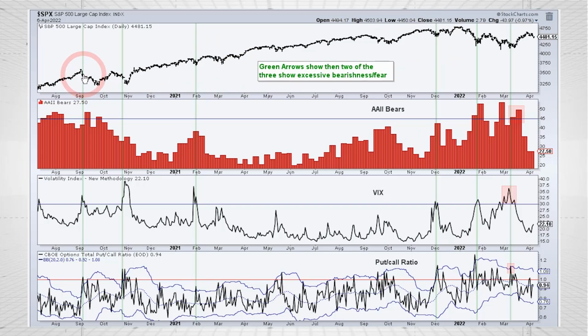And then you can see this signal didn't work out because you continued lower. And this one, yes, you continued lower, but you would have been on alert for a reversal, and we got a nice reversal and breakout there. But if we look at current conditions, bears are below 30%. We don't have excessive bearishness. The VIX is below 25, so the VIX is not excessive. And the put-call ratio is not near its upper Bollinger Band, so we haven't seen a surge in put buying, but that's something I will be watching going forward.